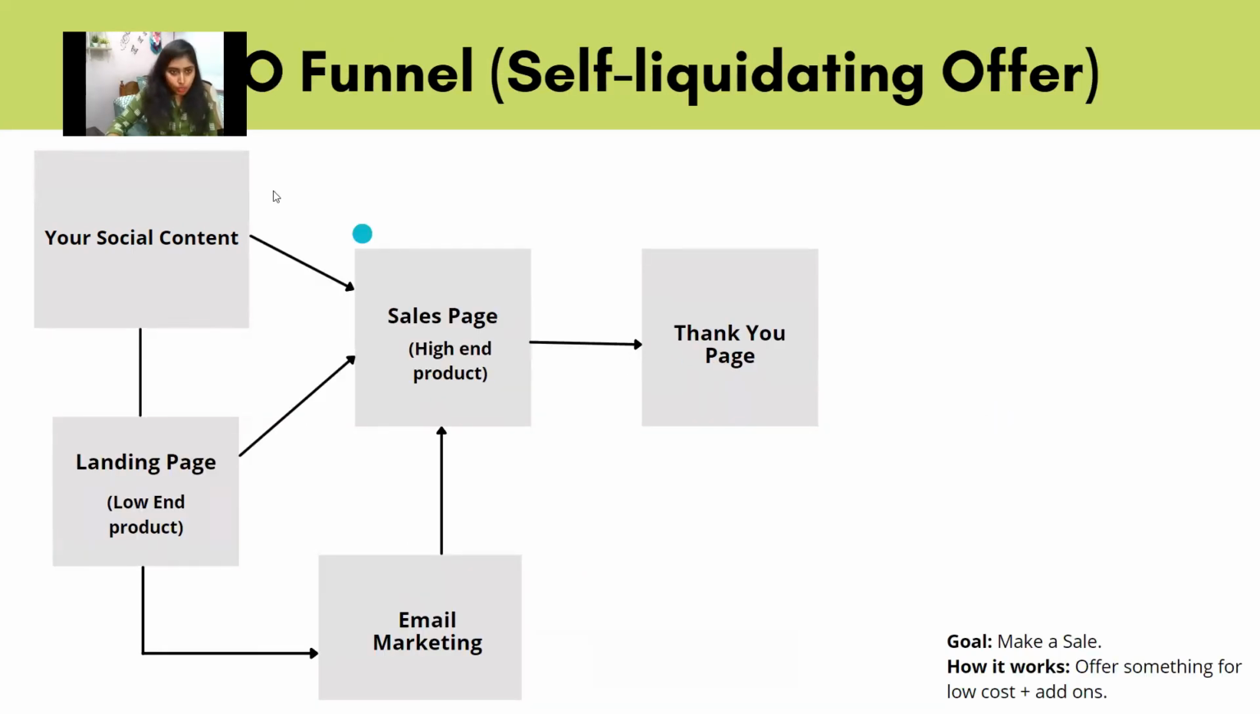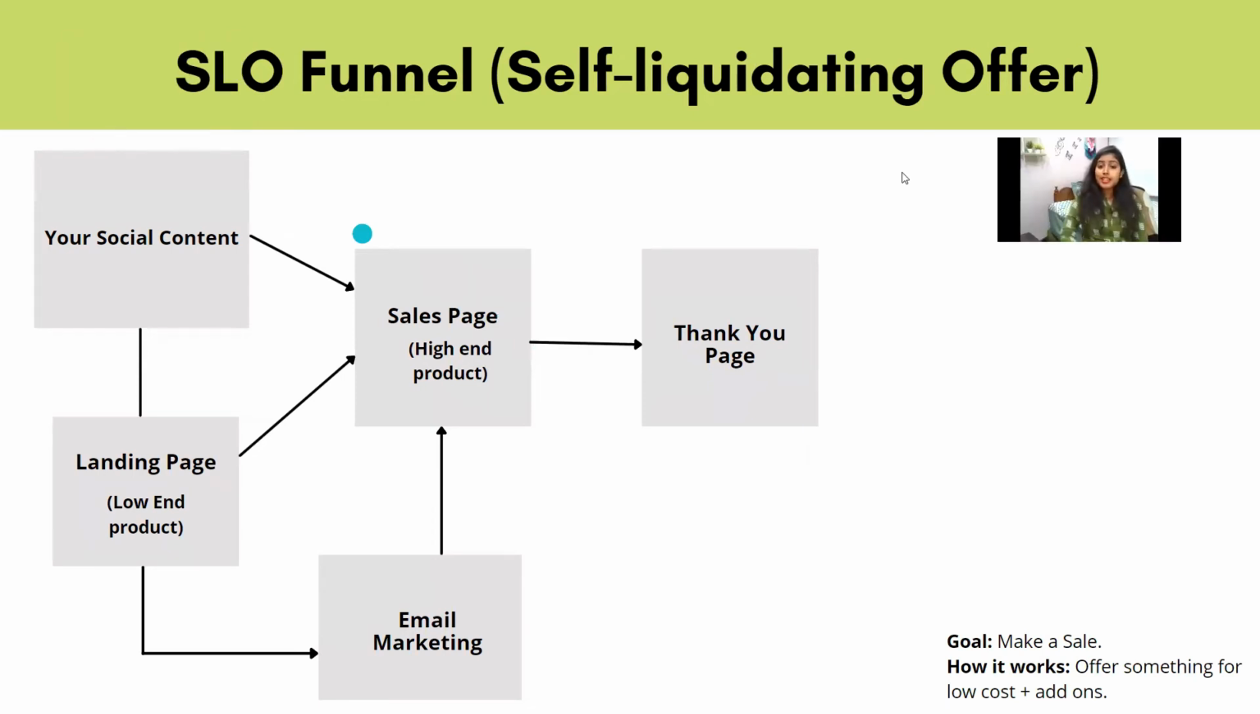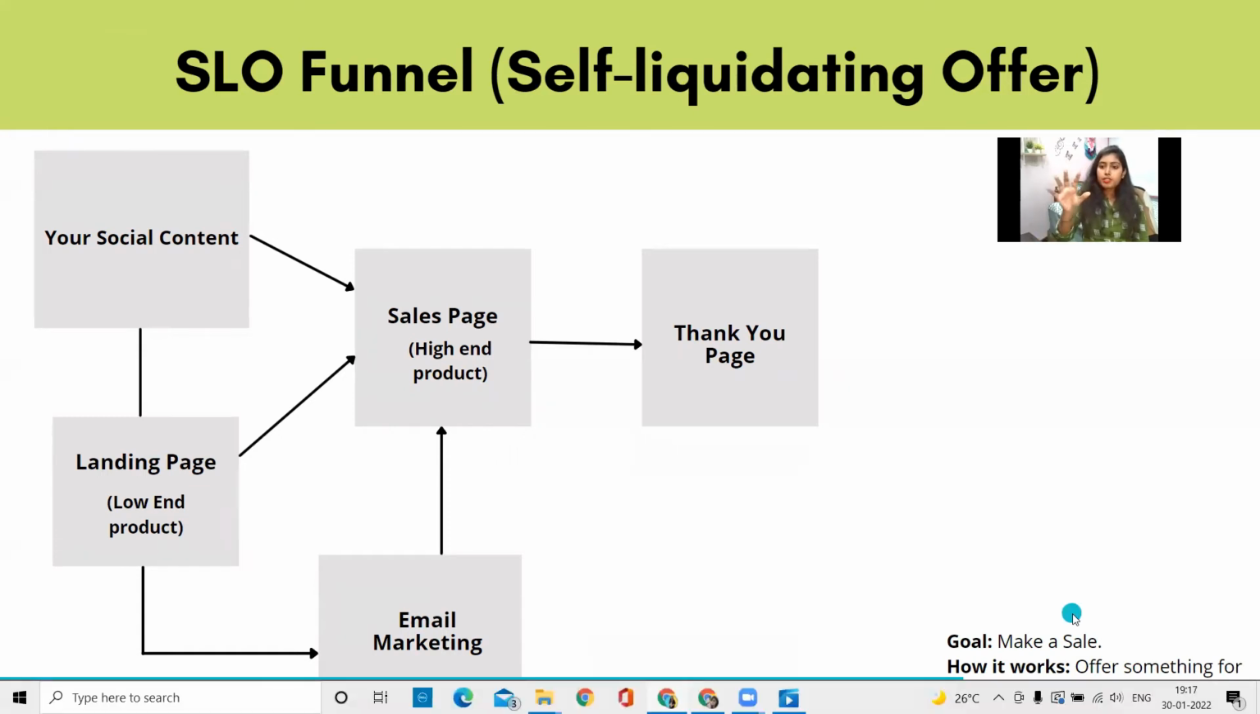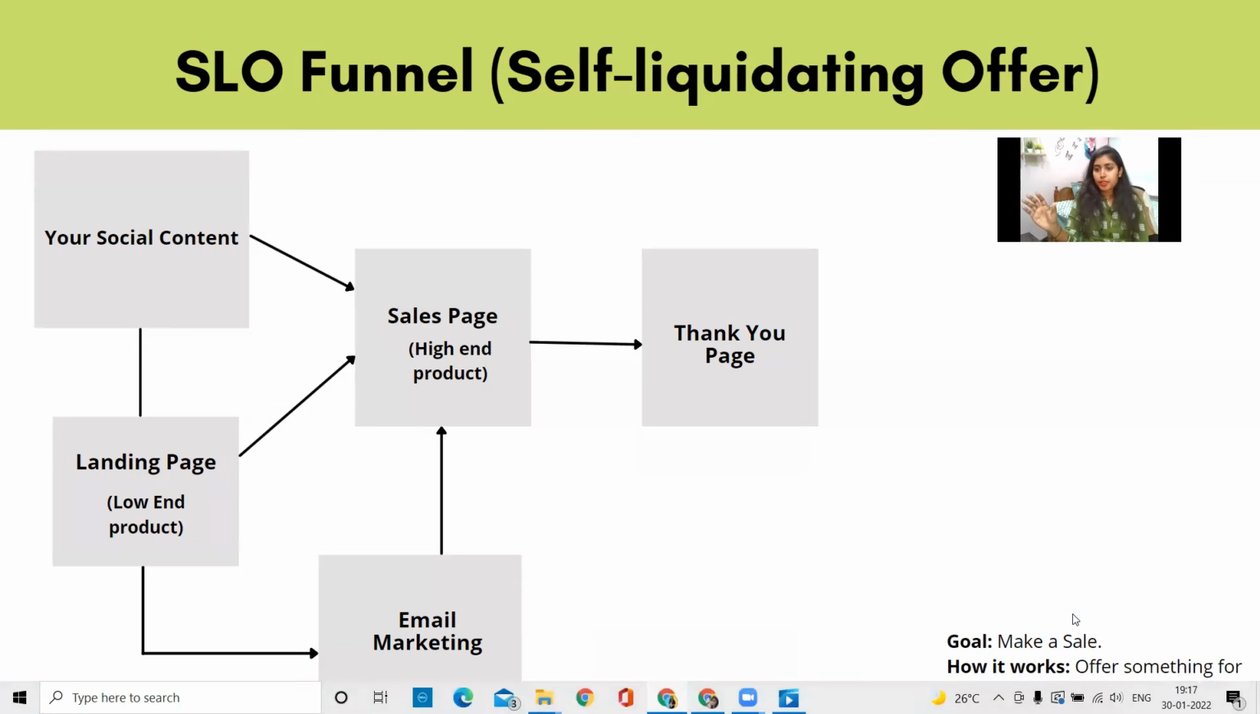The second one is the SLO funnel. Basically, the SLO funnel, as I said just now, is the self-liquidating offer funnel. Okay, now how does this work? Look at what I wrote below here, have a look. The goal of the SLO funnel is to make a sale. I'll tell you how. And how does it work?